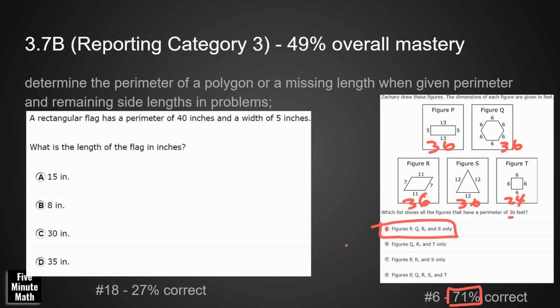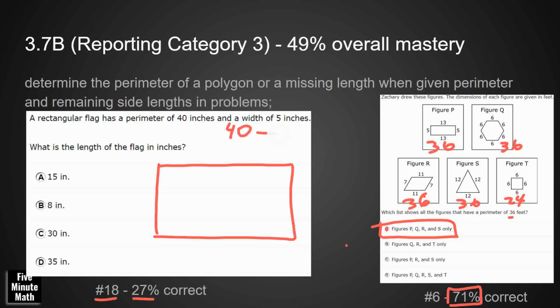A. This seems like such a simpler problem, but only 27%. And guys, 27% out of multiple choice, that means we're just guessing. We really don't know what's going on here. Draw a rectangle. The perimeter is 40 inches, which means, and they know that perimeter means add up all the sides because they were able to do that one correctly. So we understand what perimeter means.